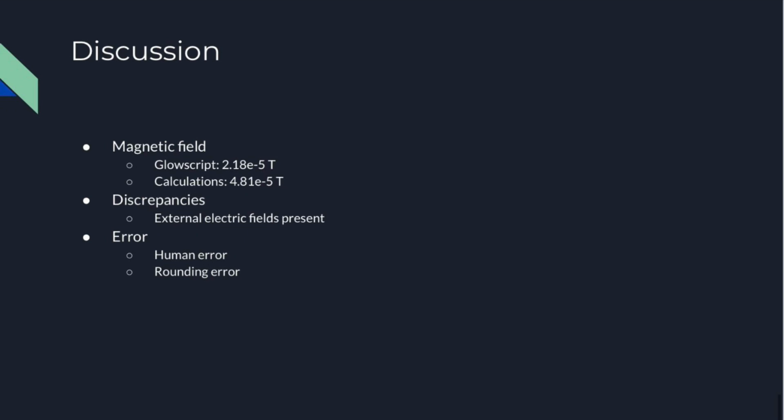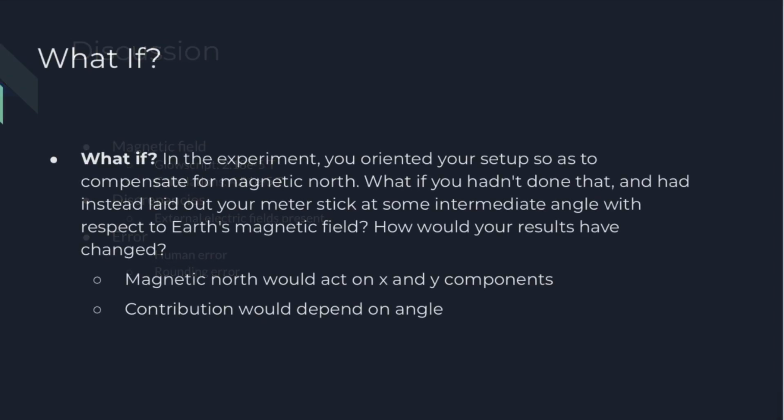Like I previously stated, we saw that our GlowScript calculations gave us a smaller magnetic field than our actual calculations, and we likely think this is because there are discrepancies in the GlowScript model, because it doesn't account for external electric fields. There also could have been errors made by us during our own calculations, like rounding errors, or just doing the experiment incorrectly with the bar magnet.